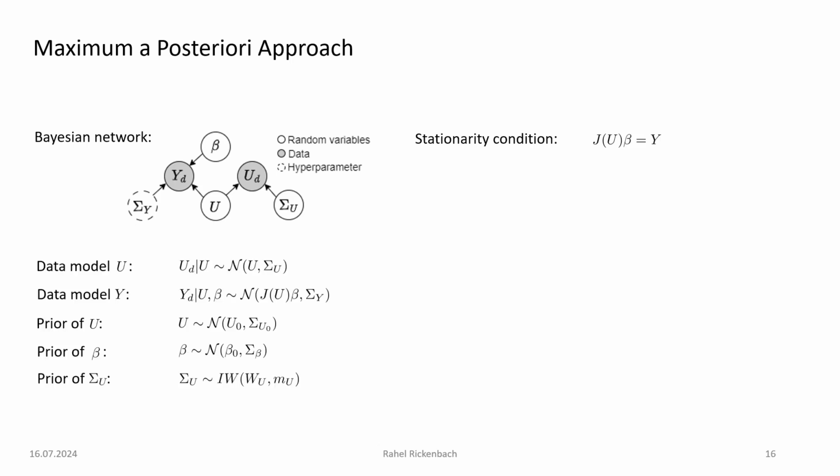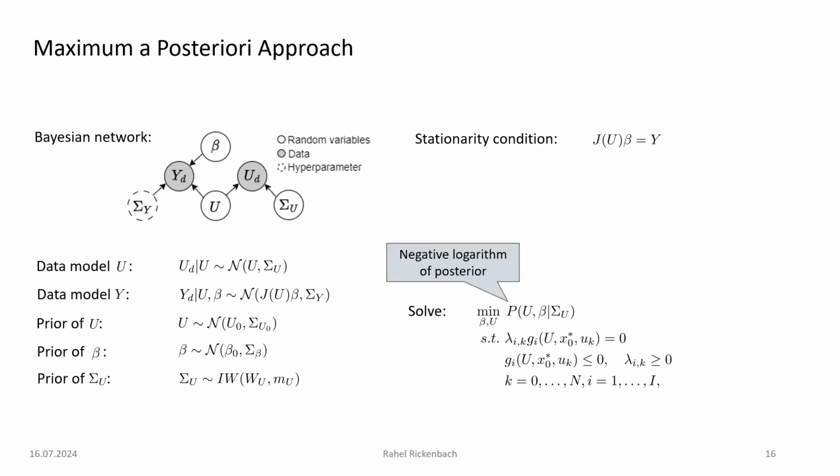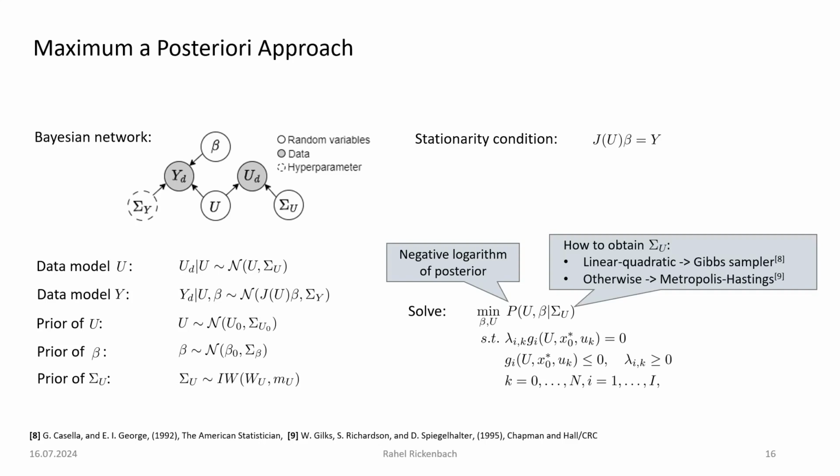With this model, we can also introduce some prior knowledge. So if we already know something, maybe from a previous solution, we can directly integrate that, and then we also solve an optimization problem where we now maximize the posterior. So what we do is we jointly optimize for beta and u and minimize the negative logarithm of the posterior in the objective. We consider the remaining KKT conditions in the constraints, and we obtain an estimate of sigma u by using a stochastic sampler. When we have a linear quadratic case, we rely on the Gibbs sampler, and otherwise on the Metropolis-Hastings sampler.